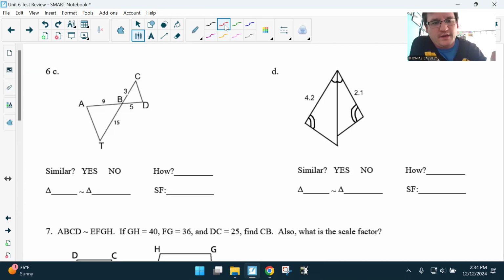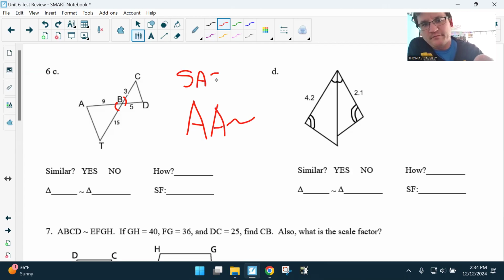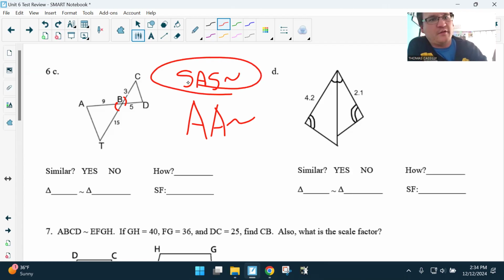What I mean by that is if we look at this picture, I have some vertical angles here. I will never tell you that. That's something you need to know. Vertical angles are congruent, so we already have an angle. There are two theorems that involve angles: angle-angle similarity and side-angle-side similarity. I don't know that the lines are parallel, so I can't get another angle. So it looks like we're going to have to try side-angle-side.